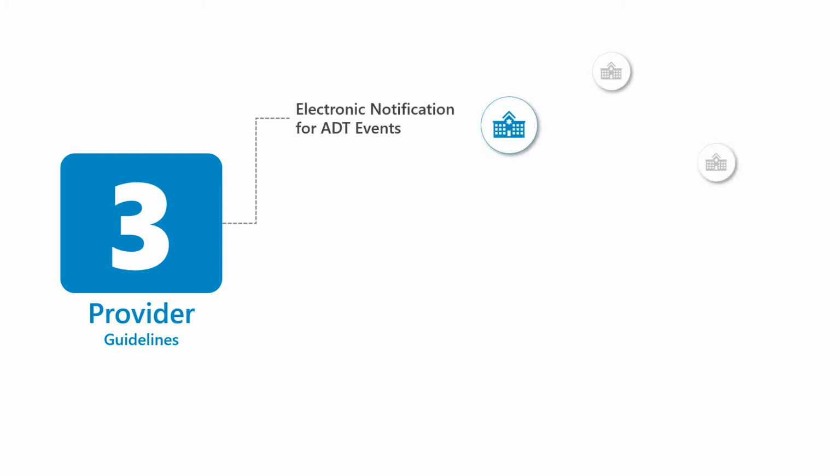Let's see what the rule has in store for providers. The first guideline is around electronic notification for ADT events. Hospitals or health systems that participate in Medicaid and Medicare are required to send automated notifications around the admission, discharge, or transfer to other facilities and providers associated with the patient. These notifications need to be sent as soon as the admission, discharge, or transfer has occurred.